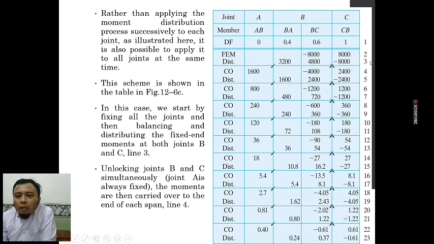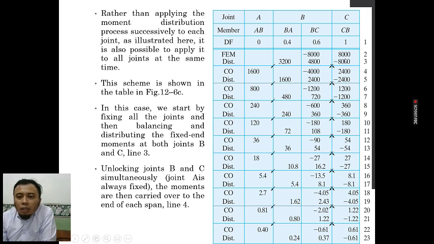You get the distributed row here, the first row at line 3. Negative 8,000 times 1 gives negative 8,000, but this one is 8,000 times 0.6, which gives 4,800. 8,000 times 0.4 gives 3,600. So this is the distributed moment.